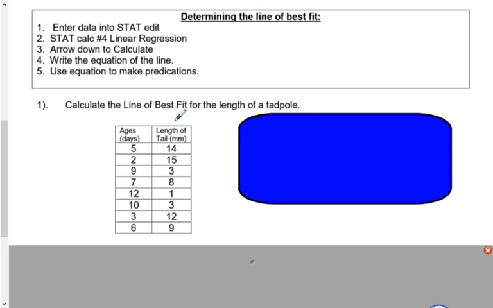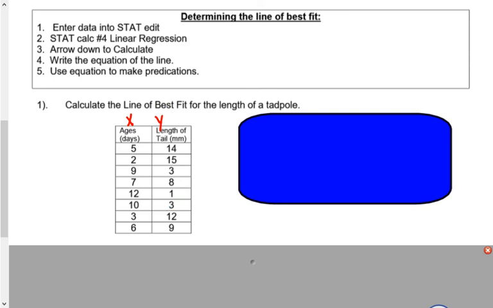Calculate the line of best fit. So here we have the age of the tadpole and the length of their tail. All right. So we're going to use the age as our independent variable and the length of the tail as our dependent variable. So we're going to call that X and Y, or list 1 and list 2.